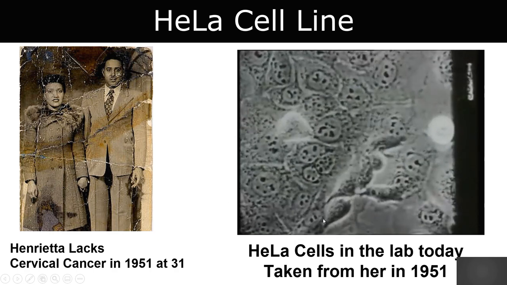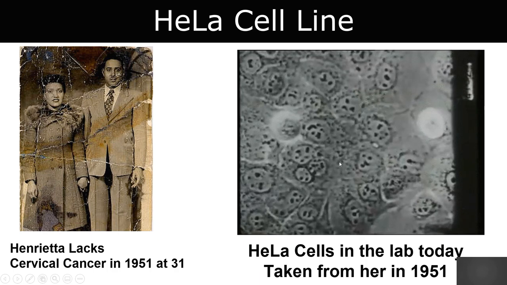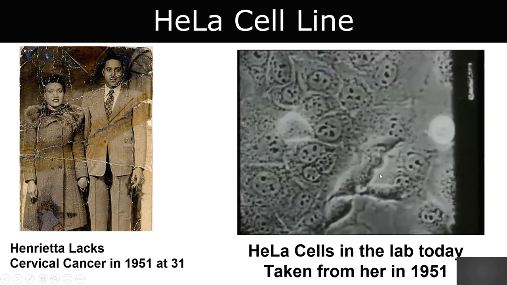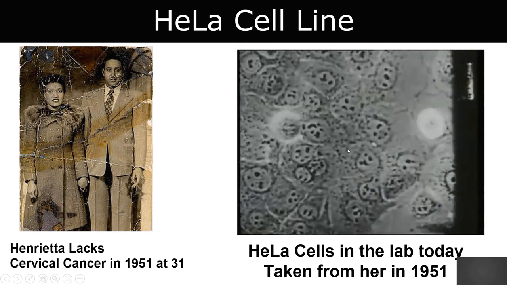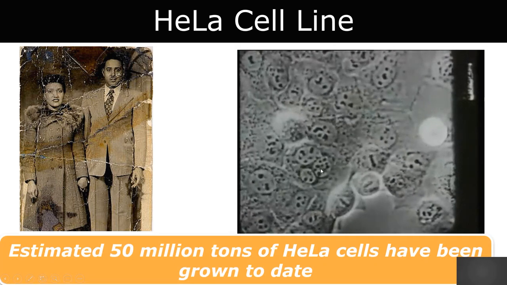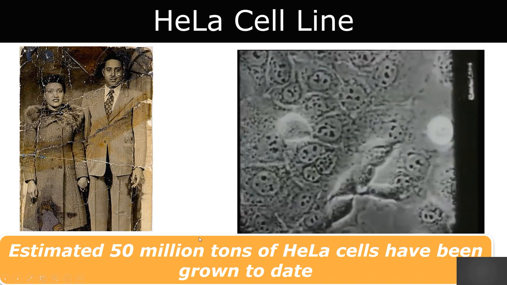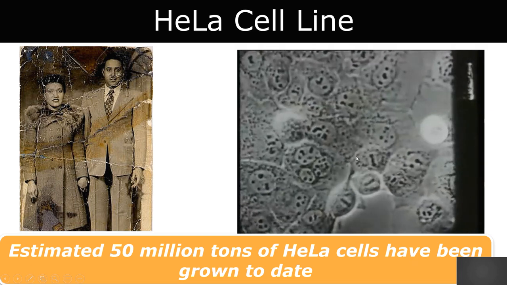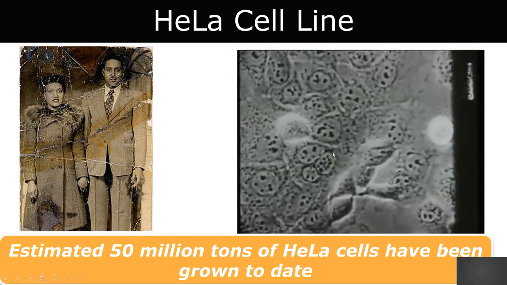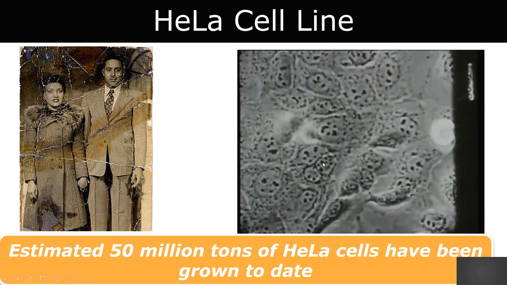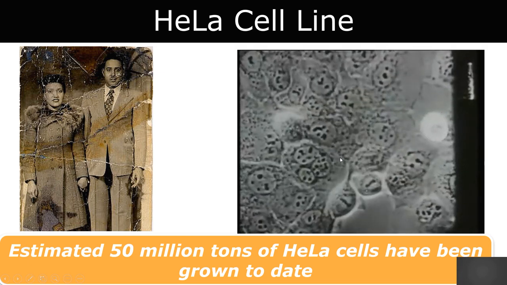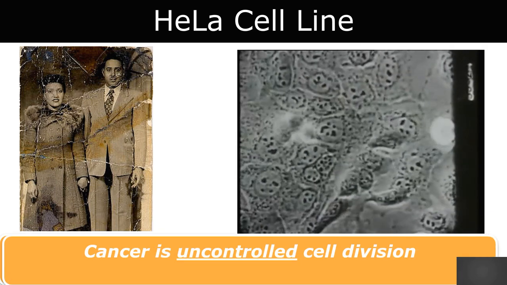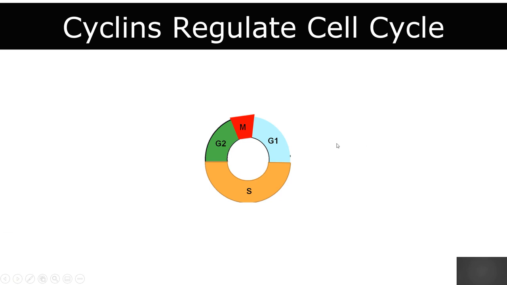So this is a real video of her actual cervical cancer cells. These were derived from her. And even just looking at this now, they're dividing rapidly, even on video. It's estimated that since that tissue was removed from her, about 50 million tons of HeLa cells have been grown in labs all over the world to date. So this is a pretty extreme example of what cancer is. It's just the uncontrolled division of cells that can go on indefinitely. These cells will probably be here long after we're gone.